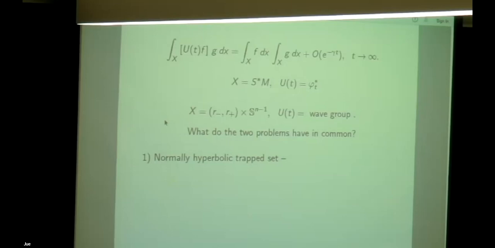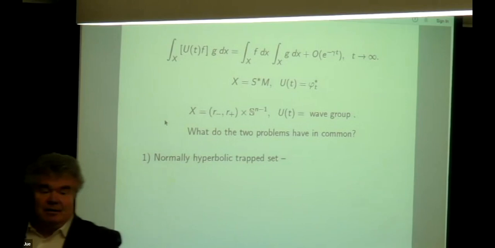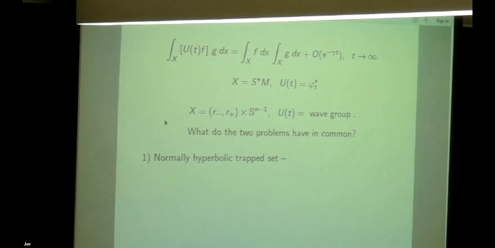So what is a trapped set? The trapped set is just the set of all trajectories which do not escape, which stay in a compact set. So for instance, if I would look at this situation here, and I would look at the trapped set, I would say I want to look at zero energy. What does it mean, zero energy? Well, in this case, zero energy is actually not a good thing to consider.